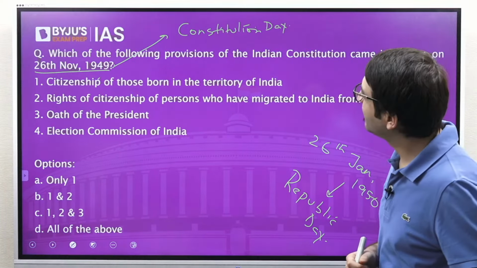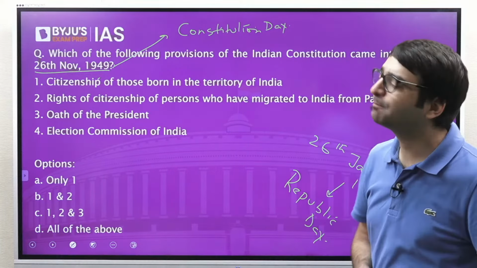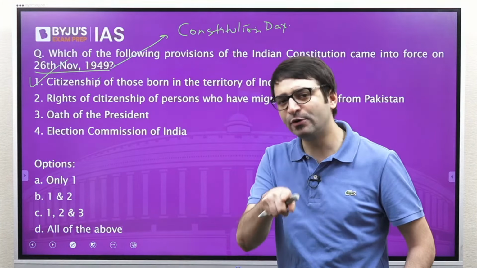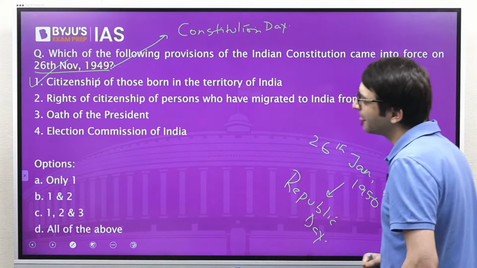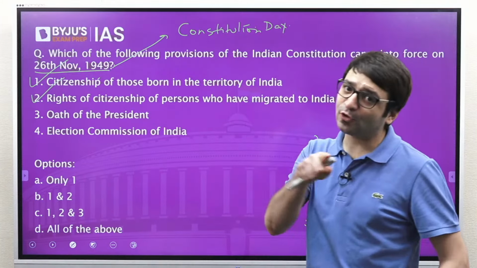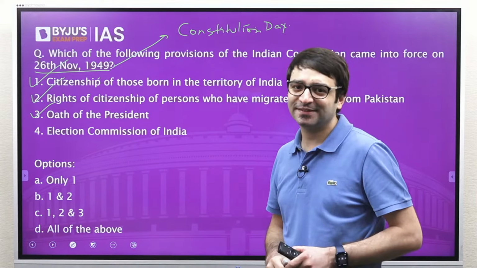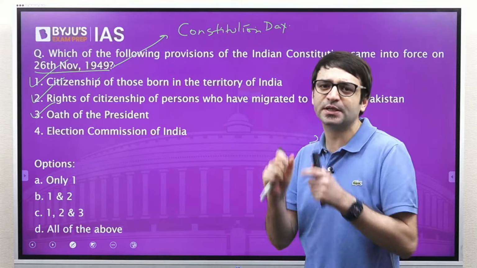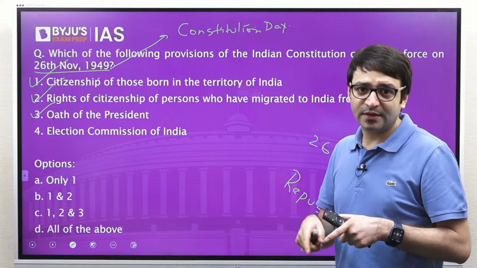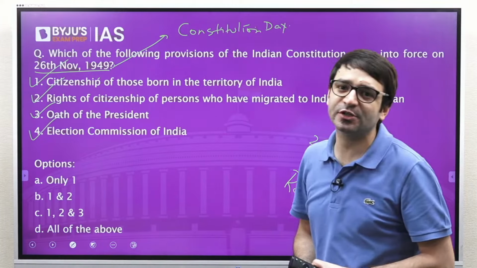Which are these provisions of the Indian Constitution which came into force on 26 November 1949 itself? Citizenship of those born in the territory of India. Rights of citizenship of persons who have migrated to India from Pakistan came into force on 26 November itself. In fact, the oath of the president. That's why I'm telling you, the president becomes a very important topic for your prelims examination because of the presidential election. Even his oath entered into force on 26 November 1949, as well as the Election Commission of India.